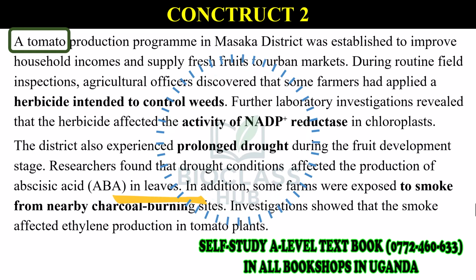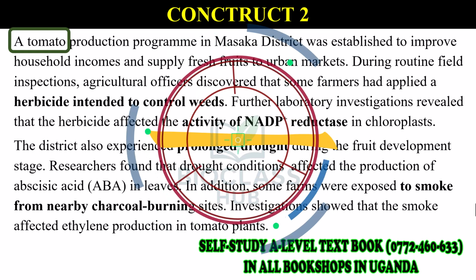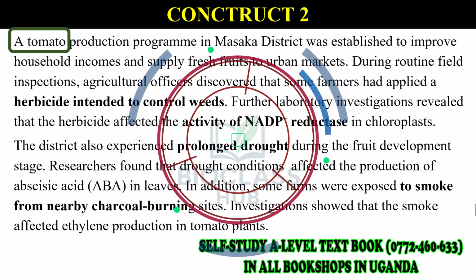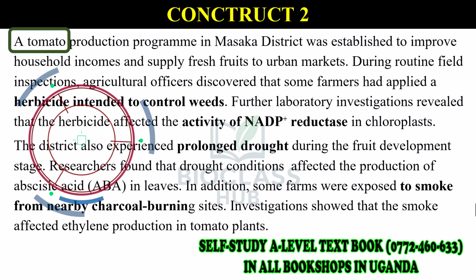The district also experienced prolonged drought during the fruit development stage. Researchers found that drought conditions affected the production of abscisic acid in leaves. In addition, some farms were exposed to smoke from nearby charcoal burning sites. Investigations showed that the smoke affected ethylene production in tomato plants.